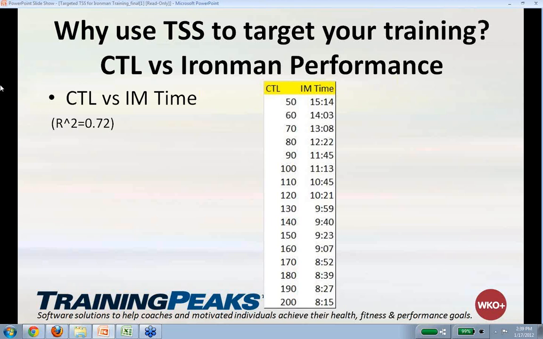Basically, you can look and say, if my goal is a Kona slot this year, which these days on a flat course takes 9:30 for a youngish guy, that equates to a CTL in that 140 range. It puts those things in perspective and enables you to answer that question. If I'm looking at a CTL of 140, then I'm going to be doing a whole lot of weeks at 140 TSS a day. We said it takes about 5 months to manifest that kind of CTL.